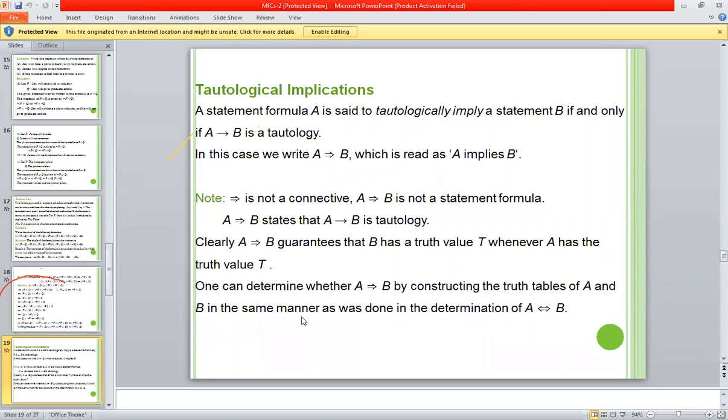In the same manner as was done in the determination of A implies B. So in the given formula, the relation is given like A implies B means A implication B is a tautology. This relation is called tautological implication. Next one.